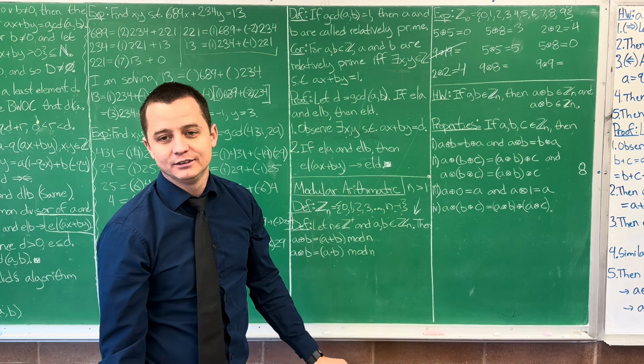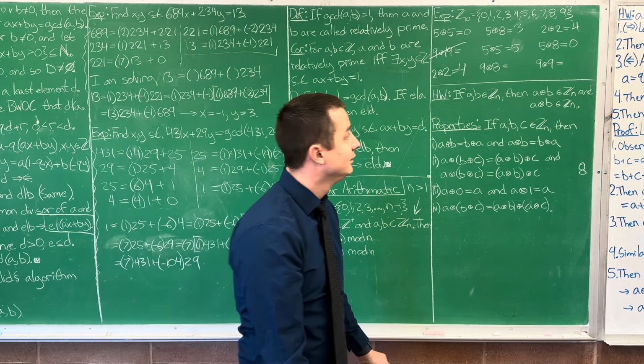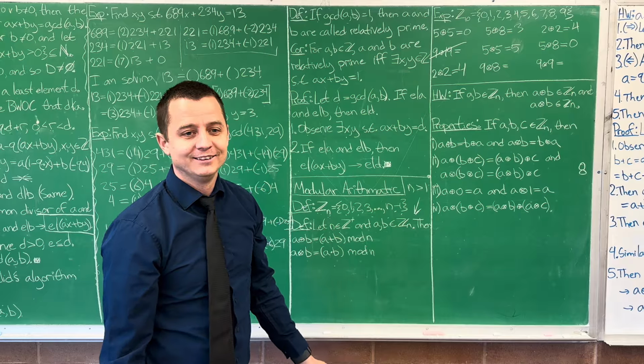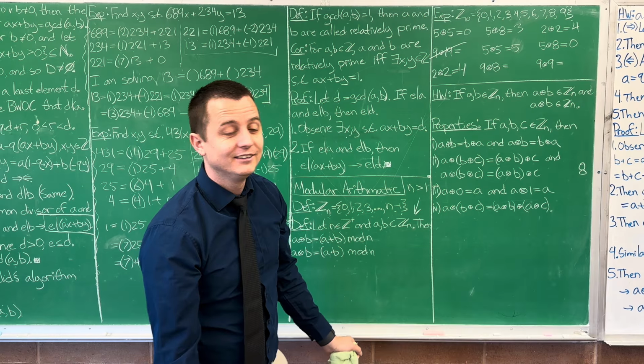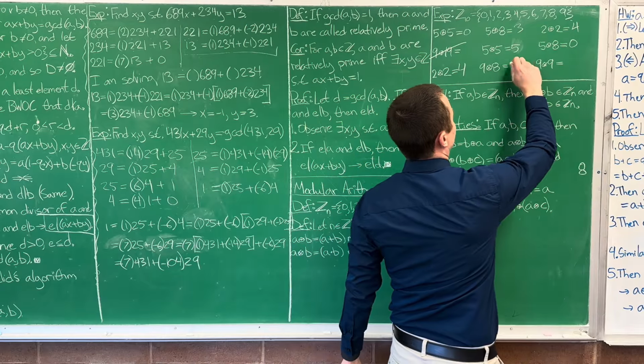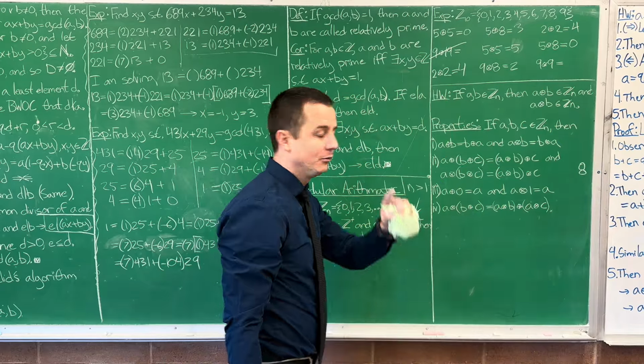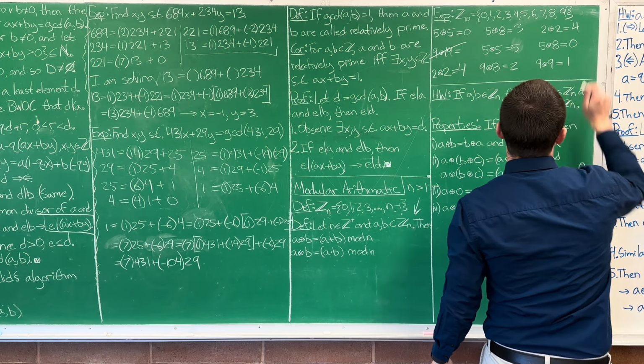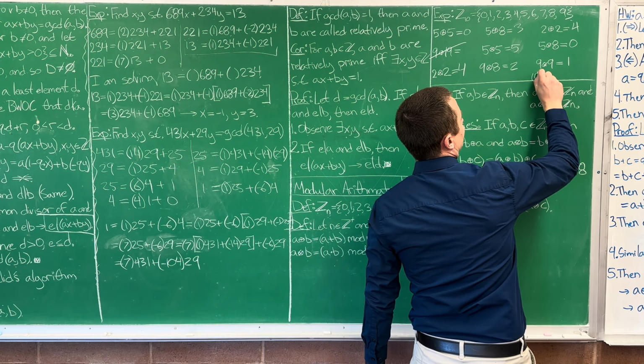Okay, 9 times 8? 6. No, it's 2. 9 times 8 is 72 mod 10. The remainder would be 2. What's 9 times 9? 1. Last one, what's 10 times 10?